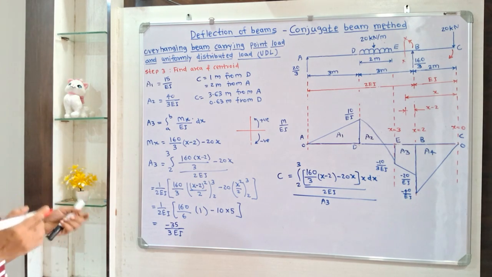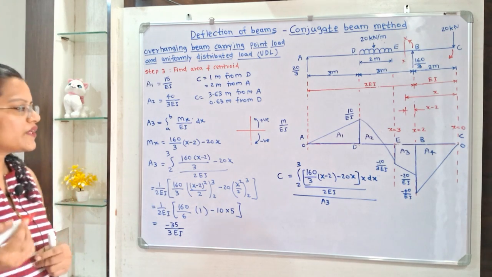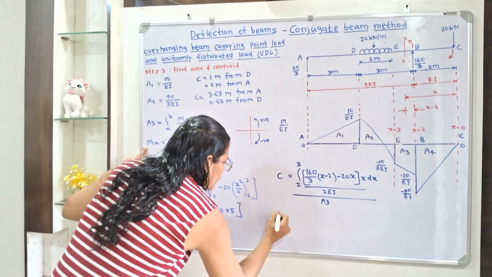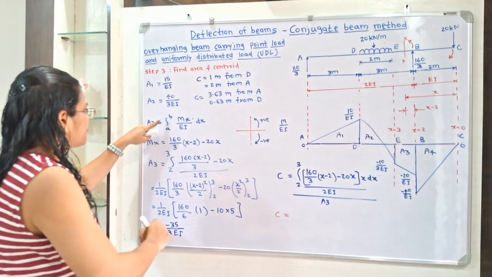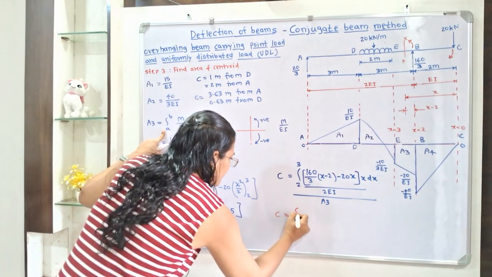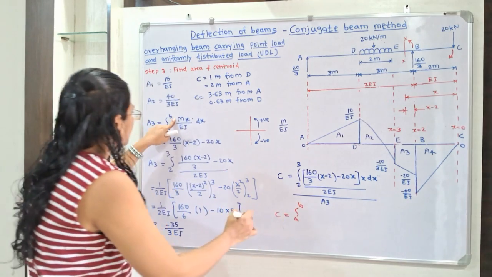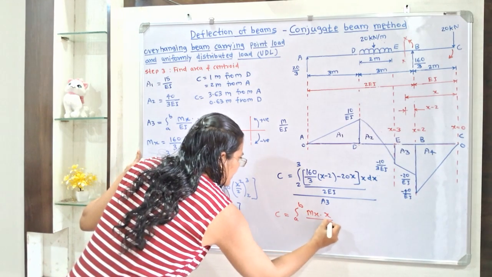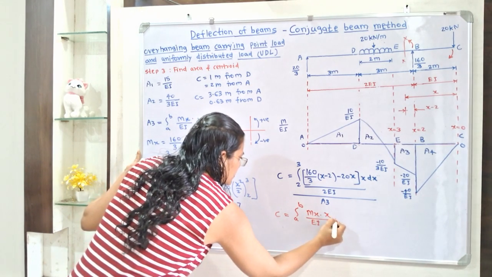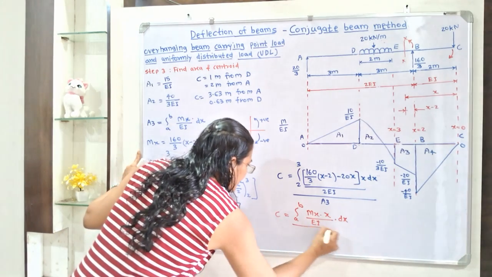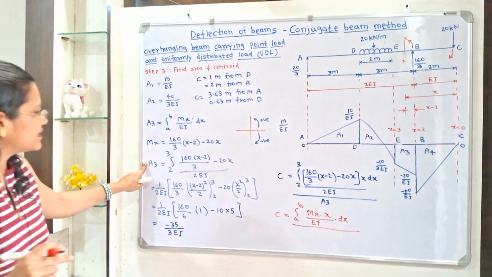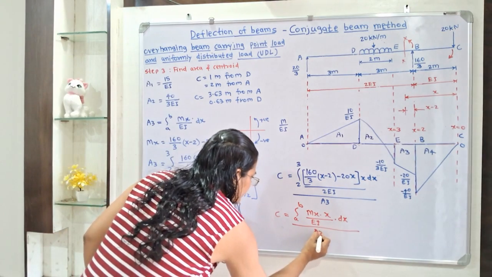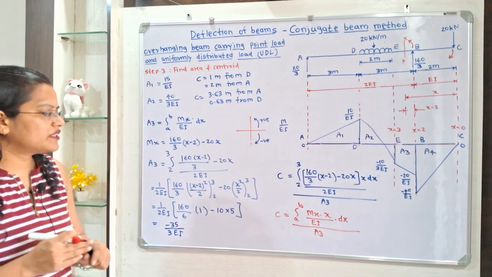Now it is easy to calculate the centroid. So we know the formula for centroid. We have to take centroid C is equal to integration of A to B of Mx multiplied by x divided by EI into dx, and whole divided by that area. So this time the area is A3, so I will take here area A3. Now we will put the values.